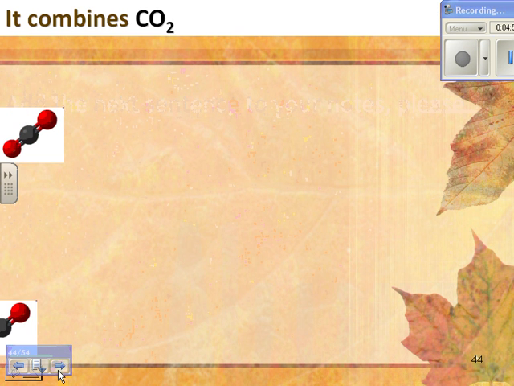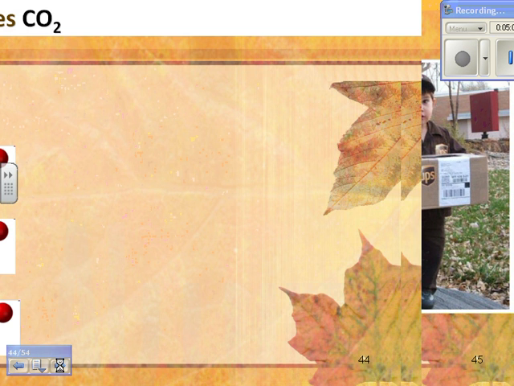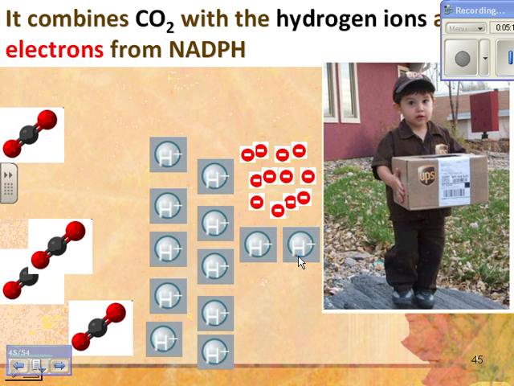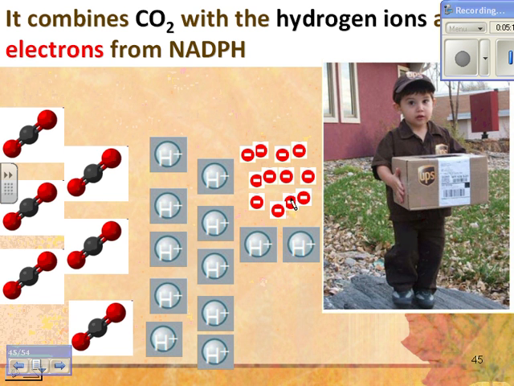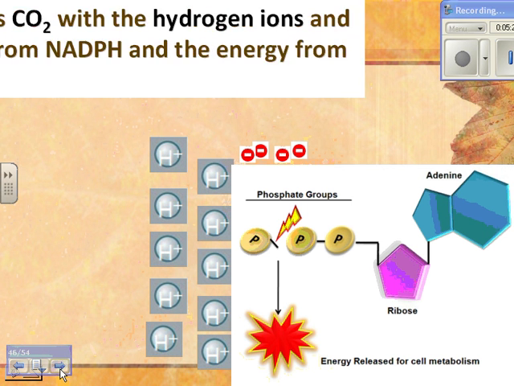So here's what the light-independent reactions do. It combines carbon dioxide, which is this, carbon with two O's, with the hydrogen ions, which are these, and the electrons, which are these, that the delivery boy carries. So you've got these carbon dioxides, which have low energy. You're getting your high energy from the electrons and the hydrogens from your delivery boy. Plus, you're going to get ATP from those light reactions.